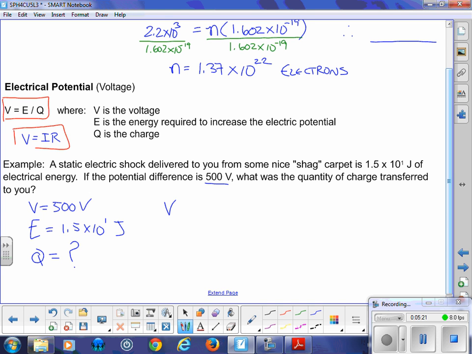So it is using V equals E over Q. And the reason I'm doing that process off to the side here is because when you start doing some of the questions, they all get mixed in. So it's important to identify what you know and what you don't know.